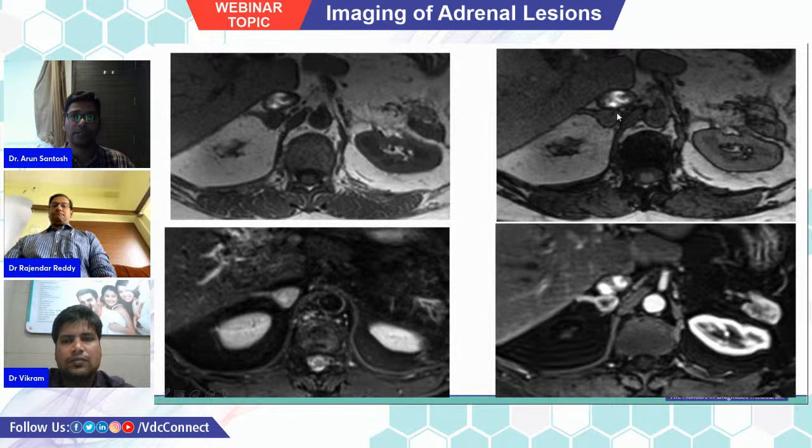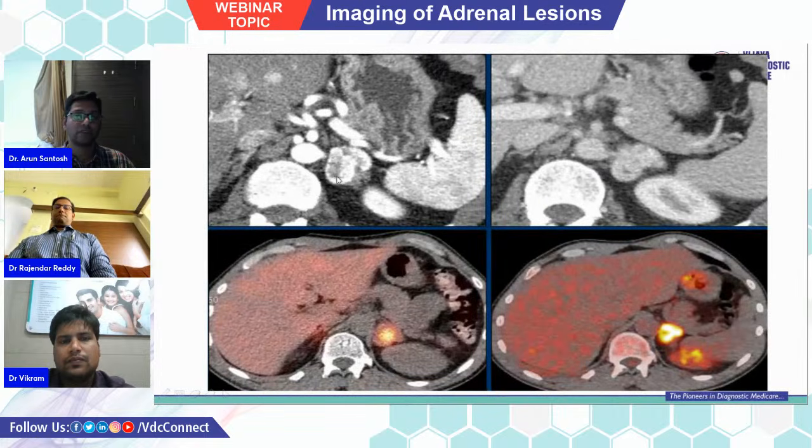On the opposed phase images, the lesion is not showing any significant signal drop. So this was an indeterminate lesion. On post contrast, we can see there is a significant intensely enhancing lesion with a small area of necrosis. When this was correlated with the catecholamine levels, this turned out to be a pheochromocytoma. So again, this is another case of pheochromocytoma.